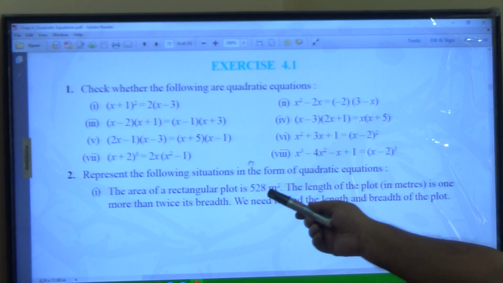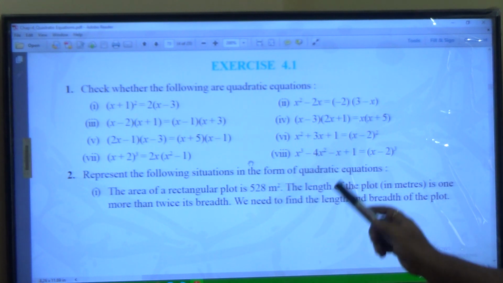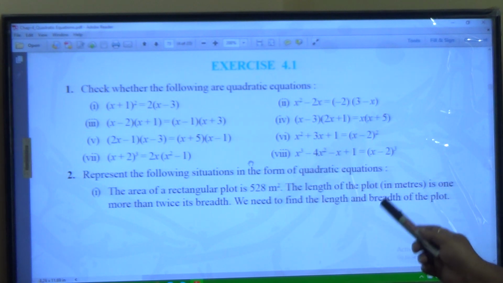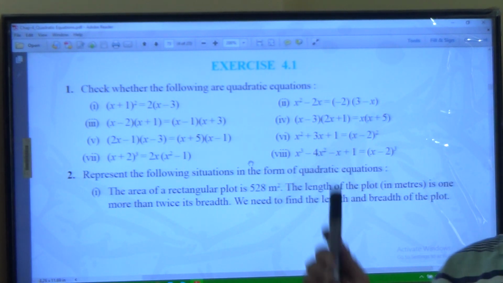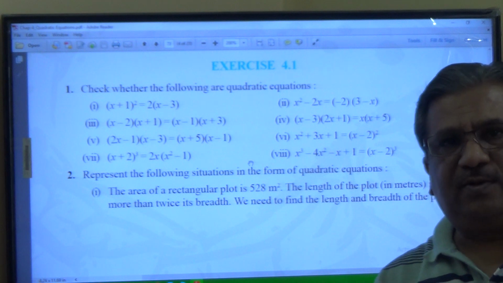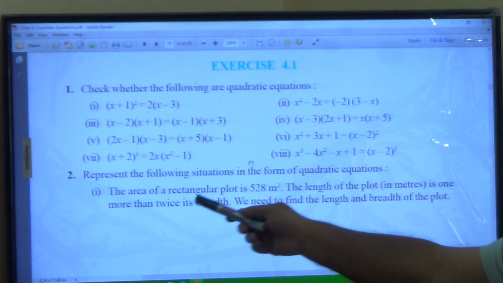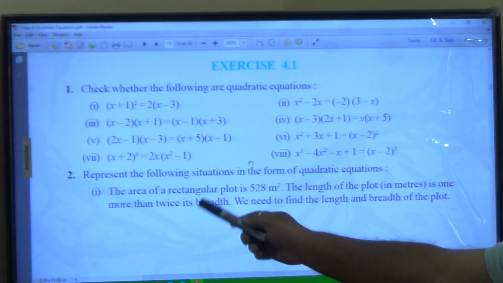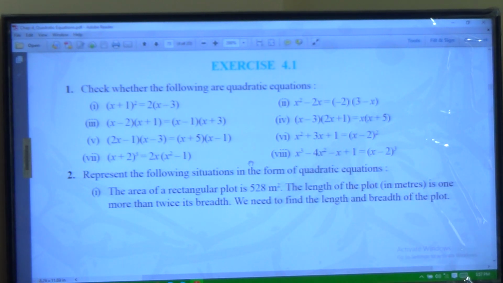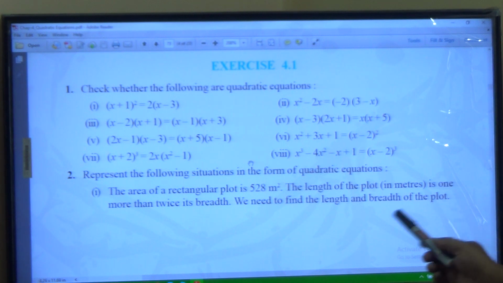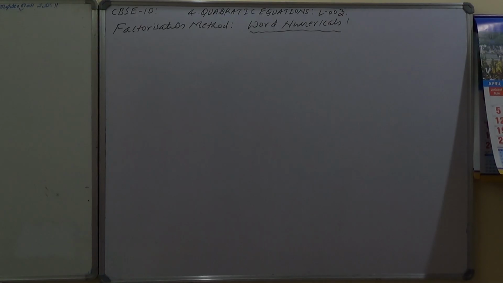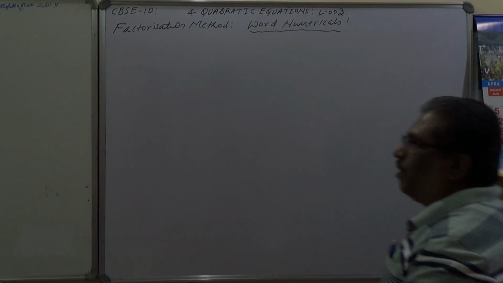The area of a rectangular plot is 528 square meter. The length of the plot is 1 more than twice its breadth. We need to find the length and breadth of the plot. Please hold the textbook in front of you. I am going to solve this problem now. What is the question? Area of a rectangular plot is 528 square meter. The length of the plot is 1 more than twice its breadth. We need to find the length and the breadth of the plot. Let us solve this problem.